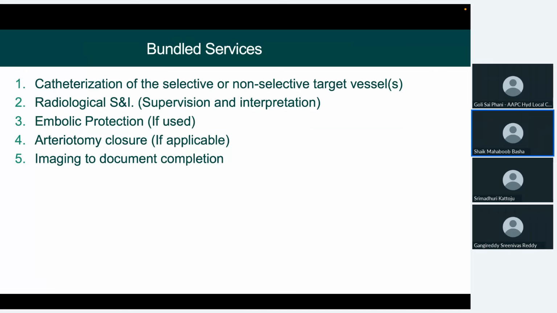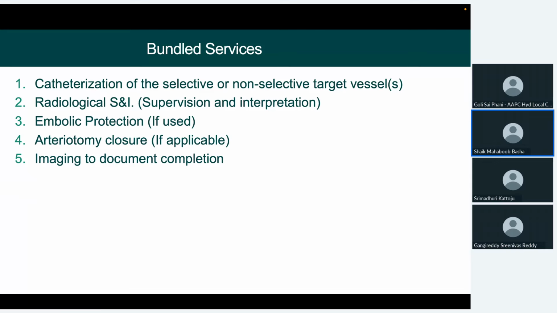So what are the bundled services in the 37220 to 37235 codes? Catheterization, if they do perform it, whether selective or non-selective, is inclusive. Then, as we discussed in the last session, radiological supervision and interpretation, the 75 series codes, is also inclusive. Embolic protection, if used, is also inclusive. Arteriotomy closure, if applicable, is also inclusive. Are these procedures percutaneous or open approach procedures?